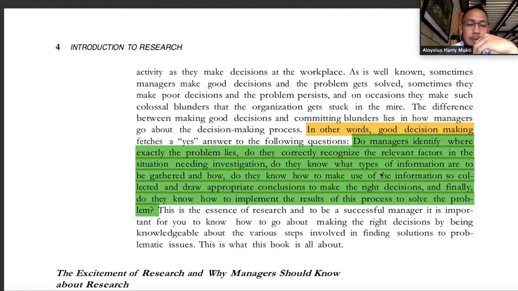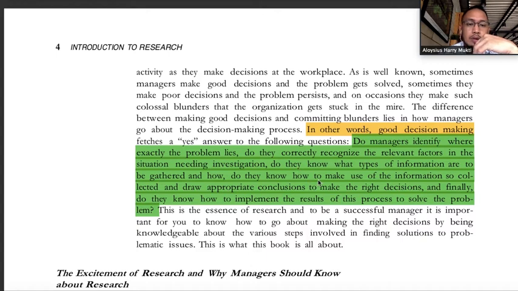Do they know what types of information are to be gathered and how? What types of information? Definitions and theories will be in chapter 2. Chapter 2 will be the literature review, which is previous research. So we are going to collect as much research as possible regarding the board of commissioners and stock price. That will be the information that we really need.